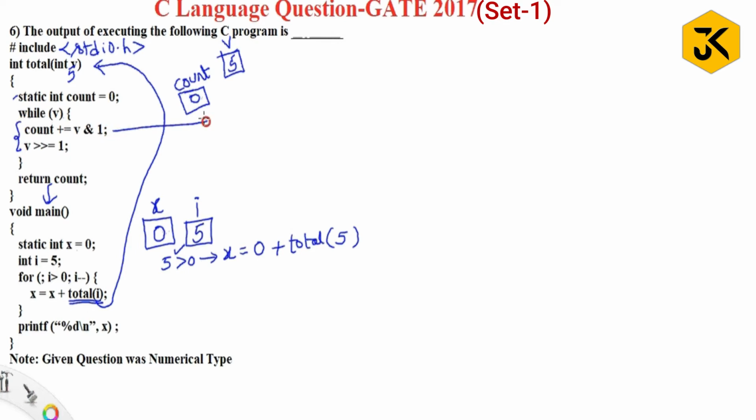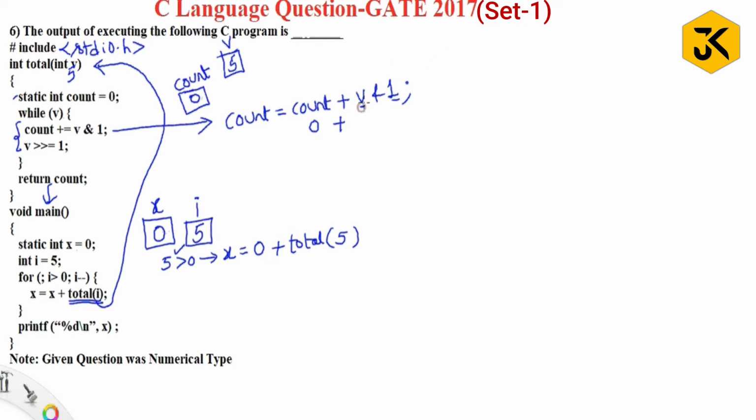So this block I can write like count equal to count plus v and 1. Count plus v and 1 means count value is 0, plus v value is 5, so 5 and 1. This is a kind of operator, the AND operator, right? The AND operator is going to convert into binary format.